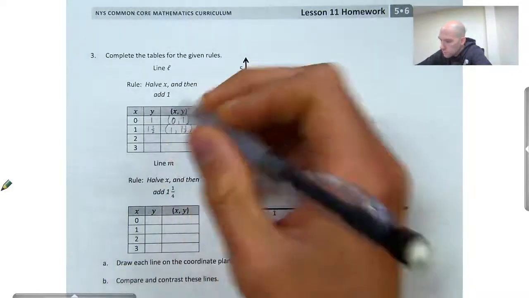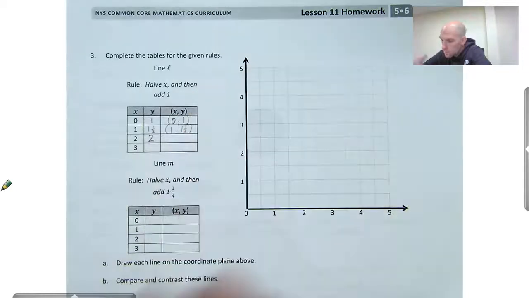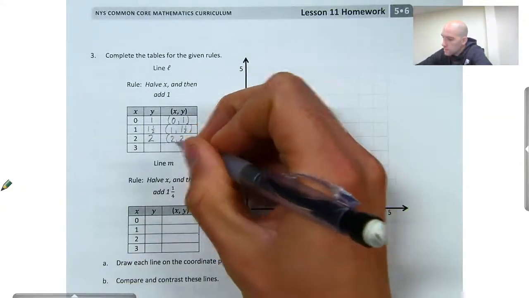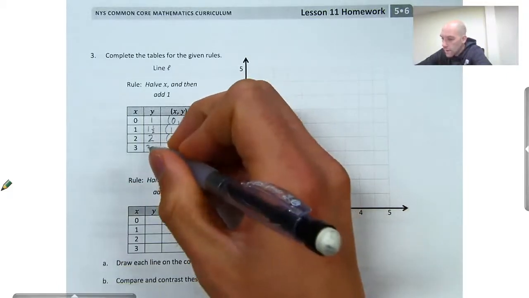2 cut in half is 1. Plus 1 is 2. And then 3, half of 3 is 1 1/2. Plus 1 is 2 1/2.